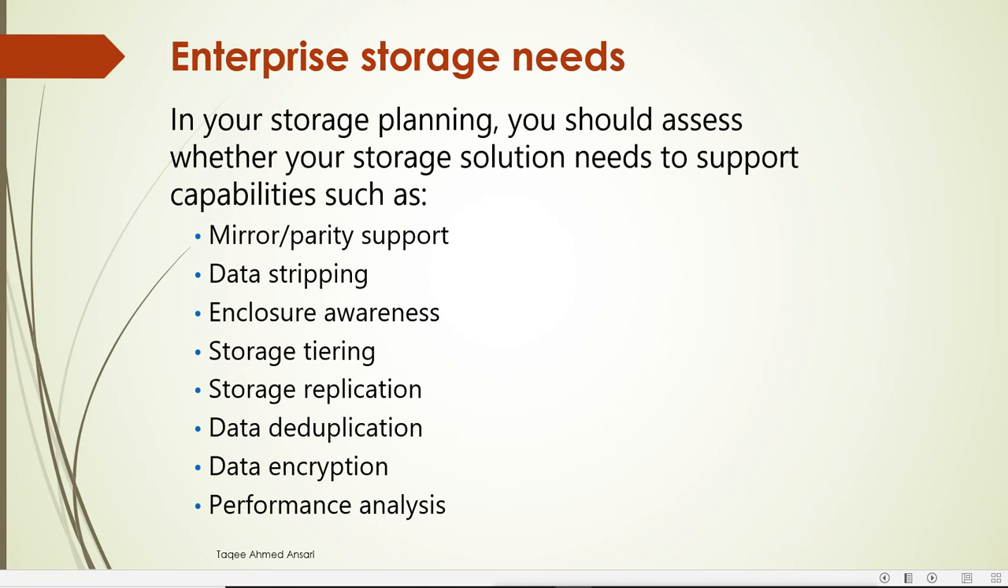Then data striping must be there. Data striping gives you better performance. Enclosure awareness, storage tiering, so that we can create tiers of different storage. Storage replication can also be there, and data deduplication. Data deduplication is to save the disk space. Then we need data encryption to secure, and performance analysis also.